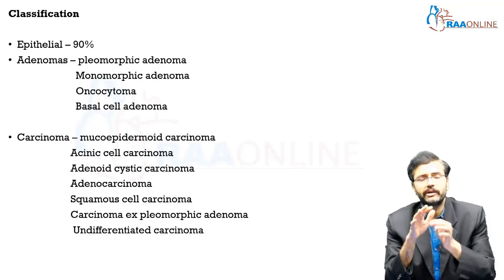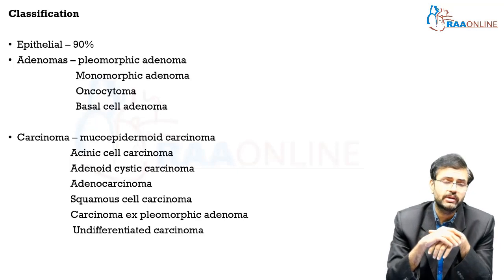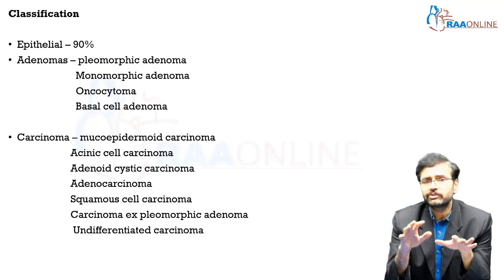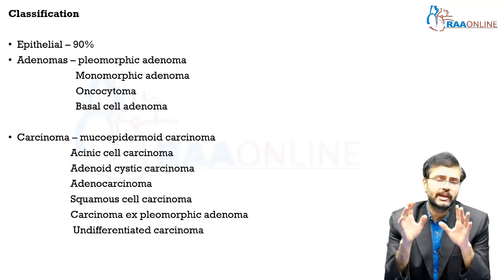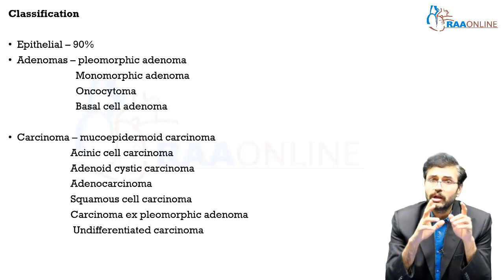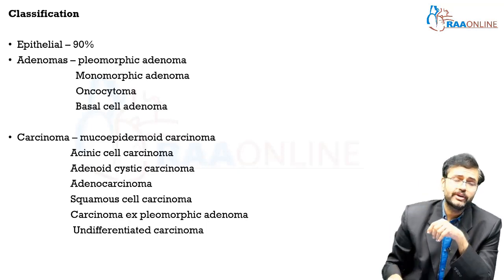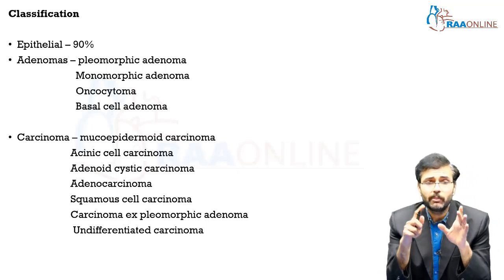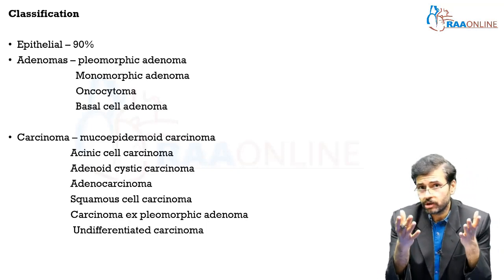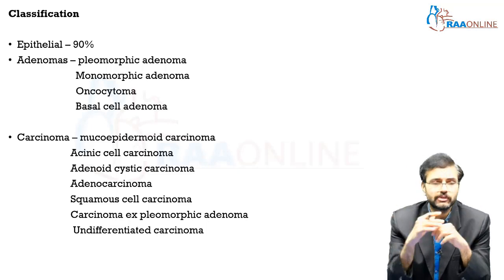Salivary neoplasms are broadly classified as epithelial neoplasms, non-epithelial neoplasms, malignant lymphomas, secondaries and lymphoepithelial tumors. Among epithelial neoplasms, you have adenomas and carcinomas. Epithelial neoplasms constitute 90% of all salivary gland neoplasms. And adenomas include pleomorphic adenoma, monomorphic adenoma, oncocytoma, basal cell adenoma. You would have all guessed by now, all these are benign tumors.